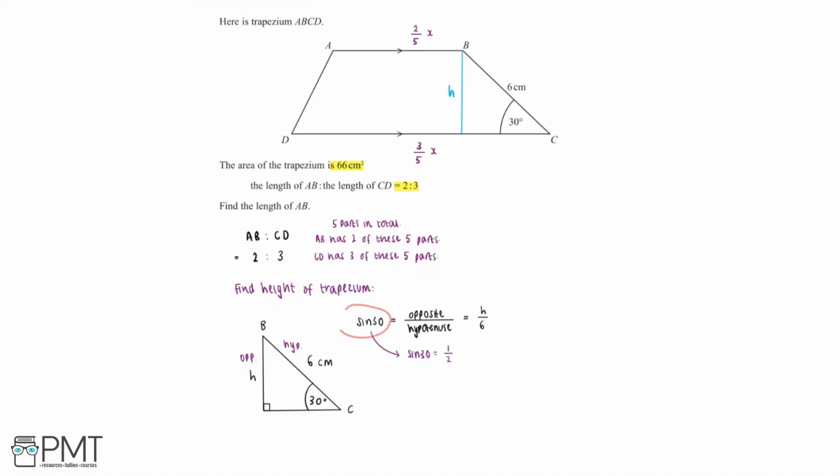Since we said that sine 30 is equal to h over 6, we can say that 1 over 2 is equal to h over 6, because sine 30 is equal to 1/2. And so to find the value of h, we can multiply both sides by 6. 1 over 2 multiplied by 6 is equal to 3, and h over 6 multiplied by 6 is equal to h. And so we've now found that the height of the trapezium is equal to 3 centimeters.